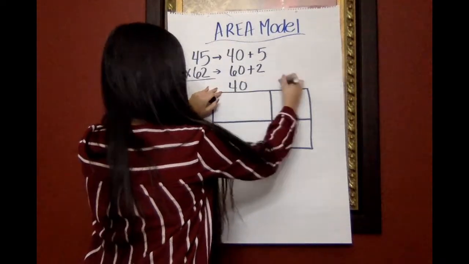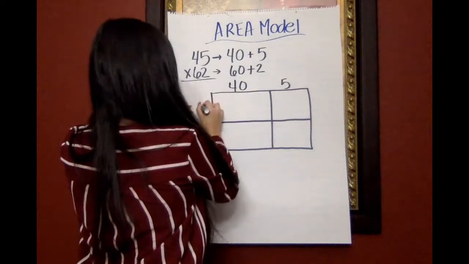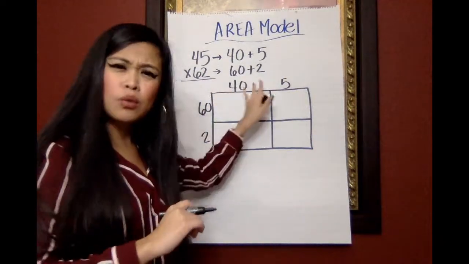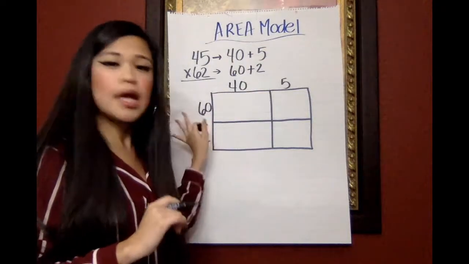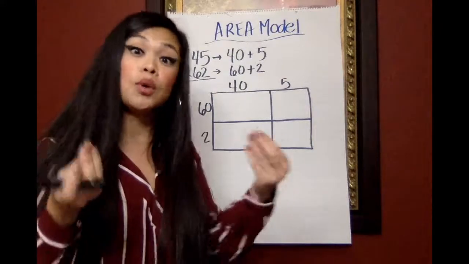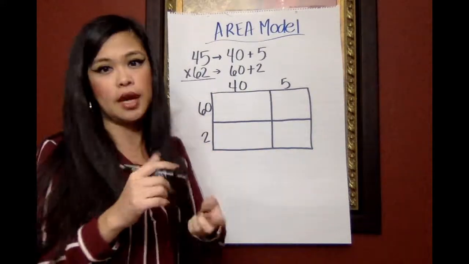40 and 5, 62. And it doesn't matter which side you pick. No, it does not matter. It's totally up to you, but make sure you are multiplying the correct numbers together.